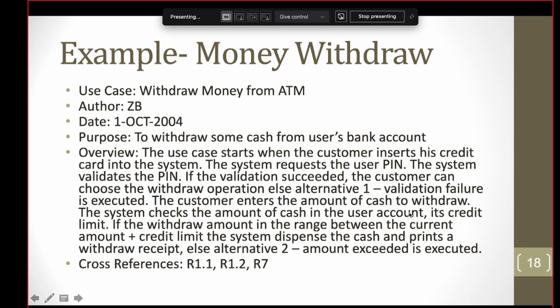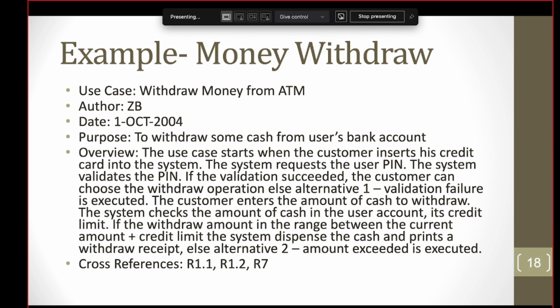The customer enters the amount of cash to withdraw, and the system checks the amount of cash in the user's account and its credit limit. If the withdrawal amount is in the range between the current amount plus the credit limit, the system will dispense the cash and print a withdrawal receipt. Else Alternative 2, amount exceeded, is executed. So all these will be conditions for an ATM system.